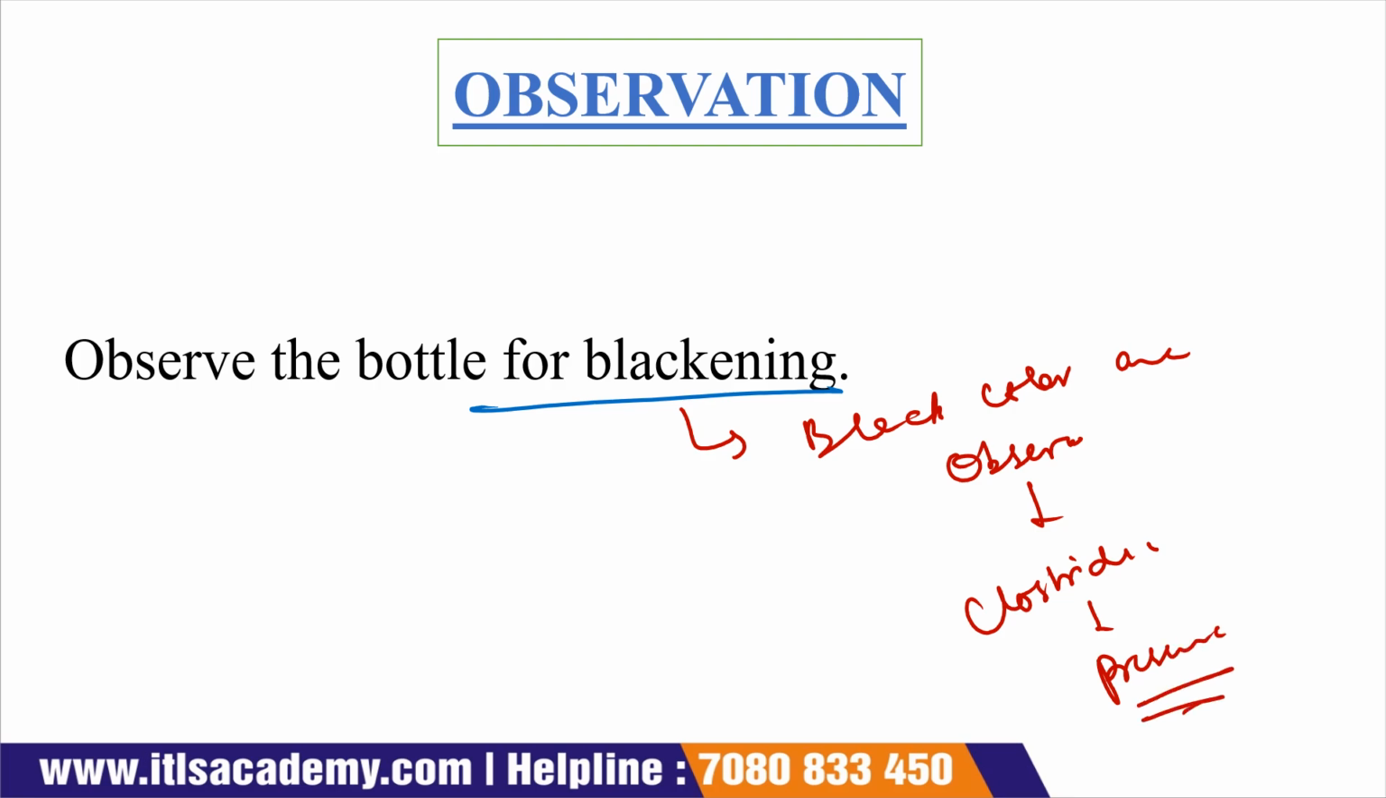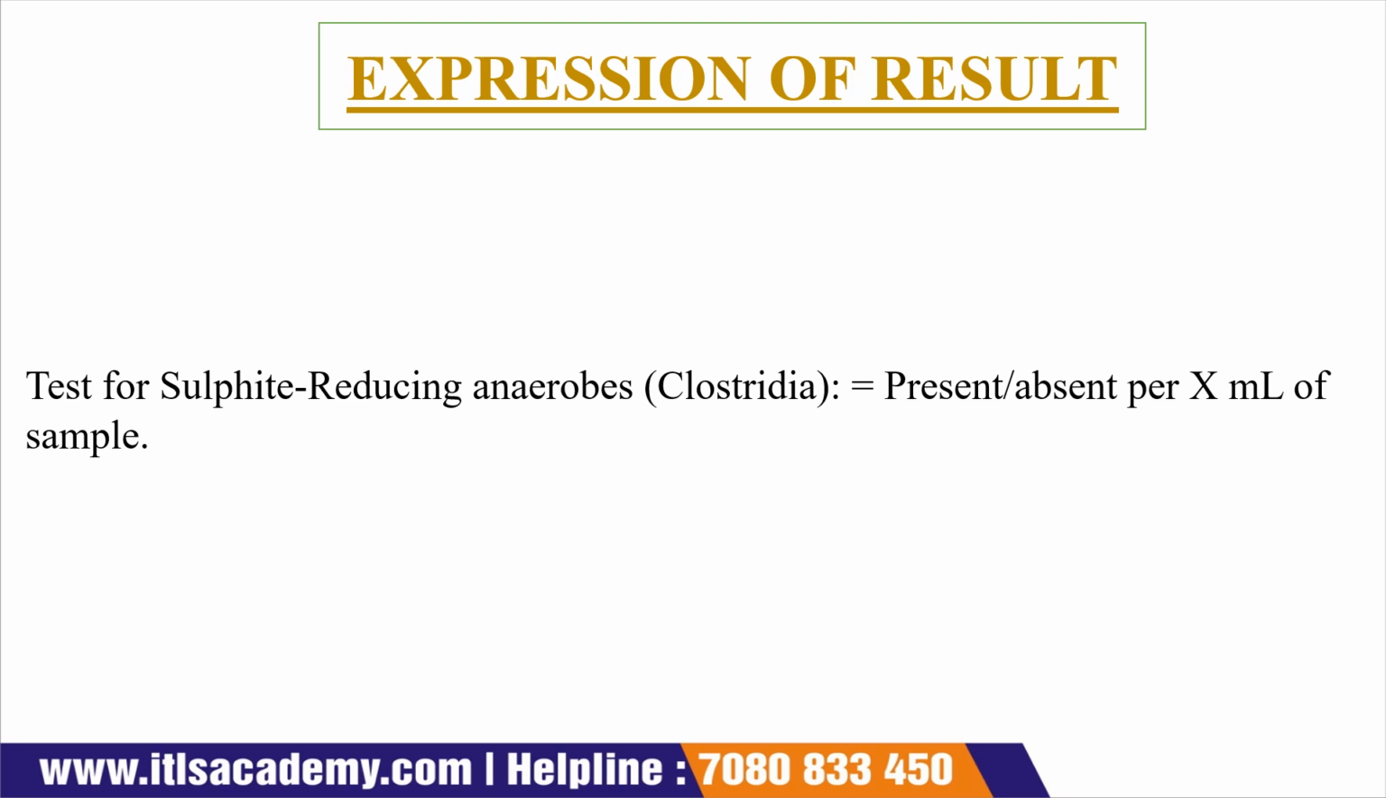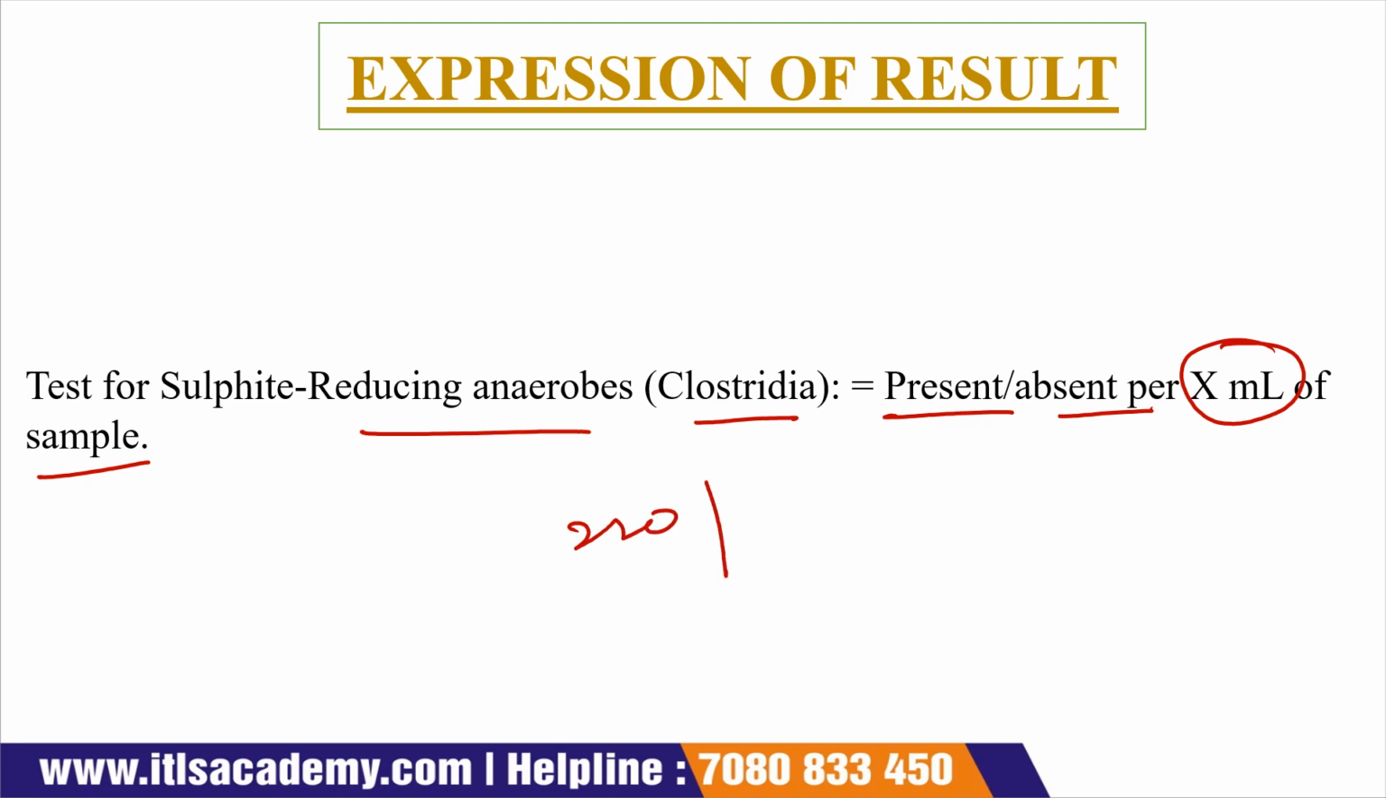Okay, this is the observation. Now the expression of the result: the test for the sulfite reducing anaerobe Clostridia is expressed as present or absent per x ml of sample. Suppose that we have a 220, then for 100 ml, this is presence or absence. This is how we express our result. So this is all about the detection of the sulfite reducing anaerobe, that is Clostridia.